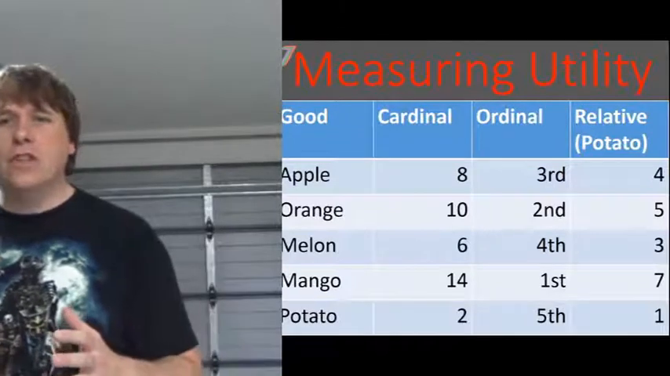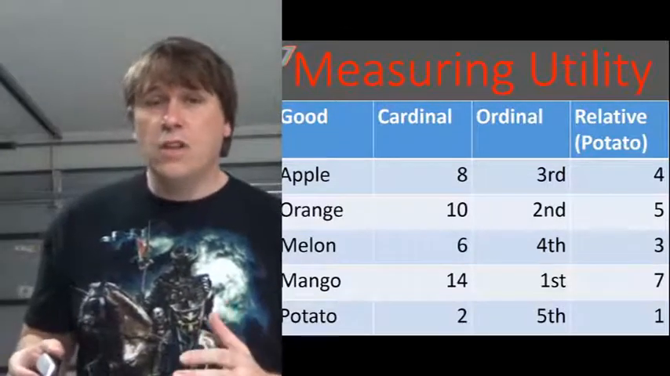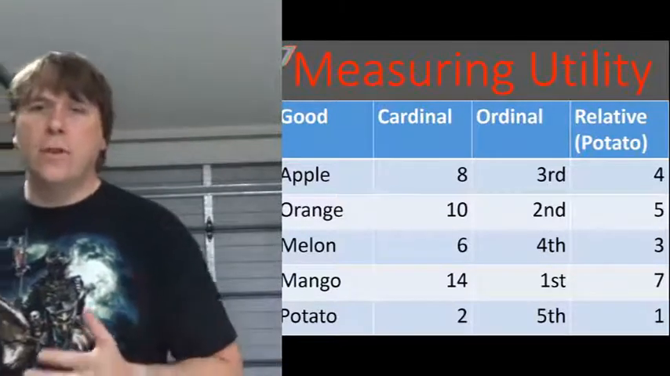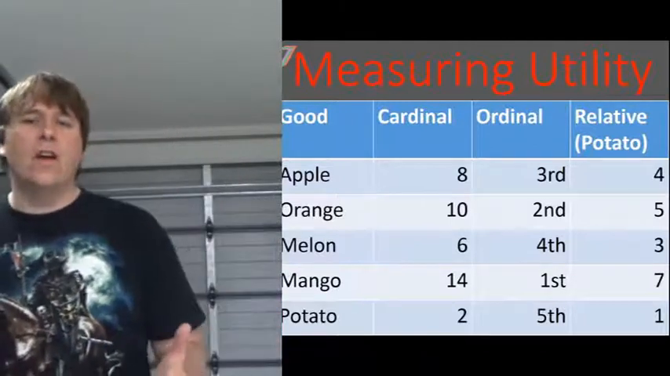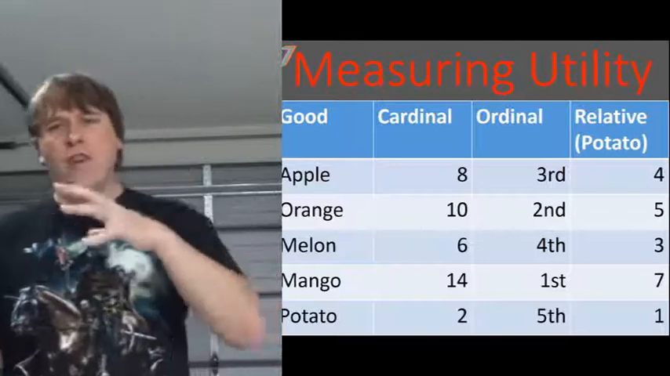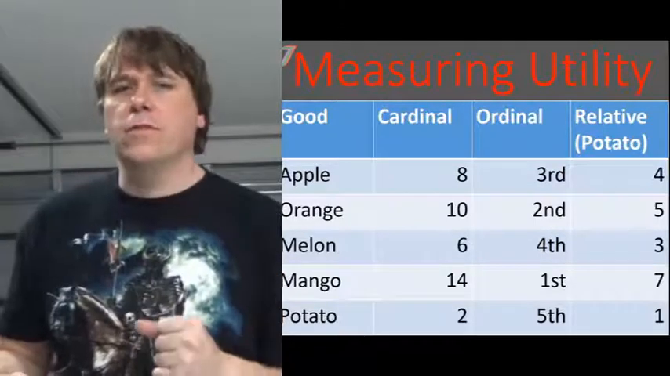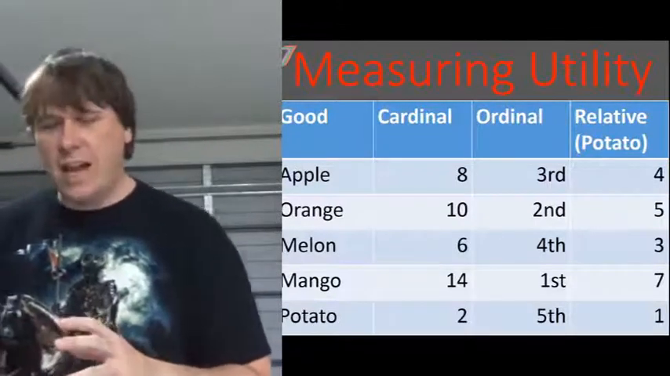So another approach is to just rank, and that's what we call an ordinal approach. So for example, you've got mangoes and they rank number 1 because they give you the most utility. Then you may have oranges number 2, apples 3, melons 4, and potatoes 5. So that's just the ranking, and that tells you your order of preference for these particular goods. But it doesn't actually tell you the extent of that difference.